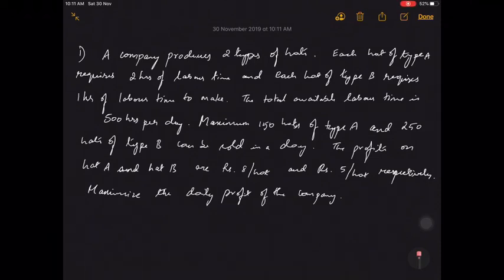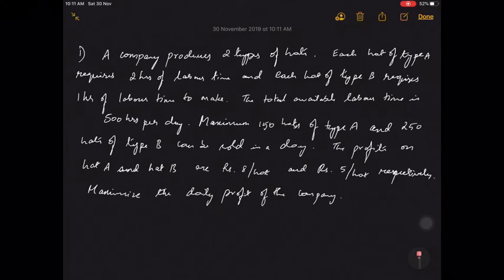Hi students. Today I'll be explaining to you the formulation of LPP and obtaining the optimal solution by using the graphical method. So here I've taken an example. A company produces two types of hats.